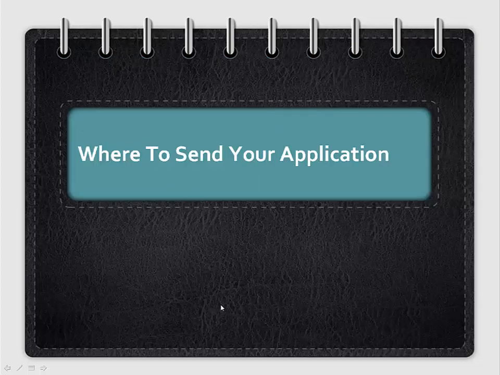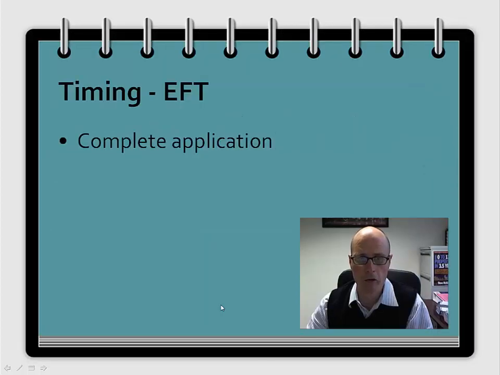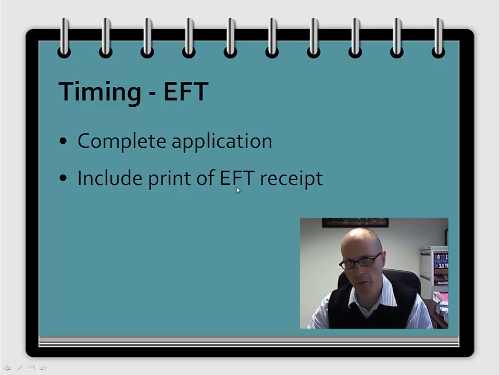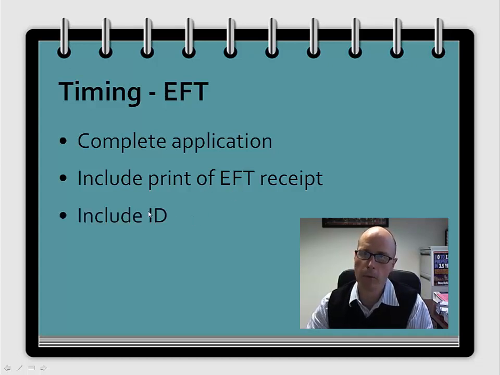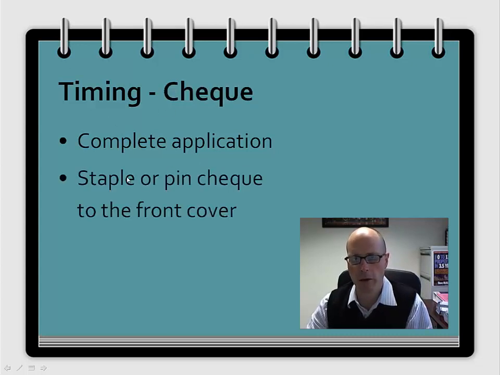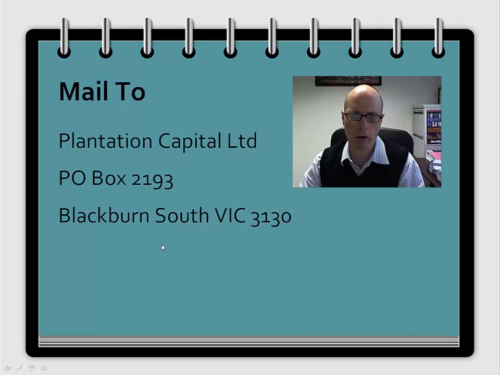Pretty straightforward. Now, where to send your application? If you are sending your money via EFT, complete the application form. Include a printout in your application of your EFT receipt, again, so that we can track it. Include your certified ID. If you are sending a check, complete the application form, staple or pin the check to the front cover of the application form, and make sure you include your ID. And then send it to Plantation Capital Limited, PO Box 2193, Blackburn South, Vic 3130.